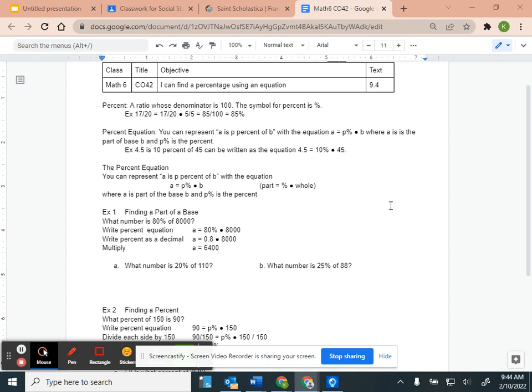With the equation A equals P percent of B, where A is the part, B is the base, and P is the percent. So remember, instead of saying A, I use P as the part equals the percent times the whole amount. When they say A, I like to say P for part. When they say base, I like to say W for the whole. So that is the percent equation.